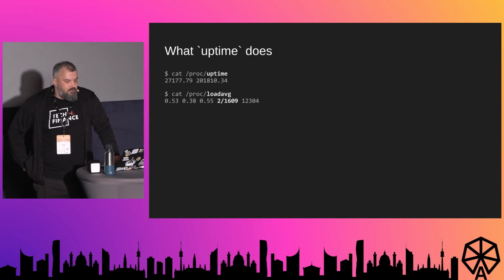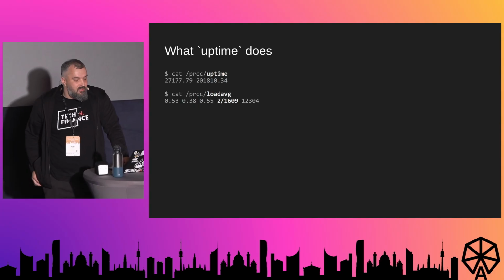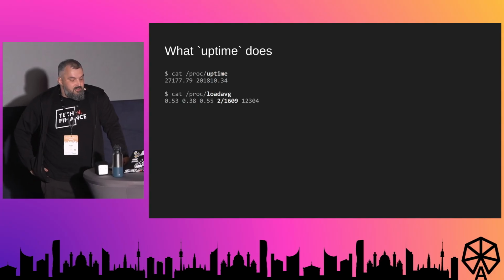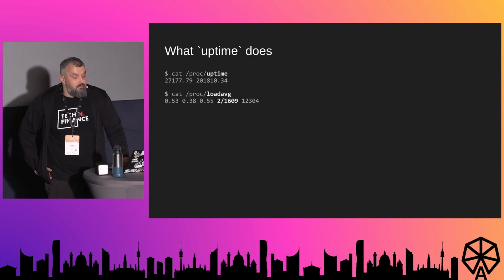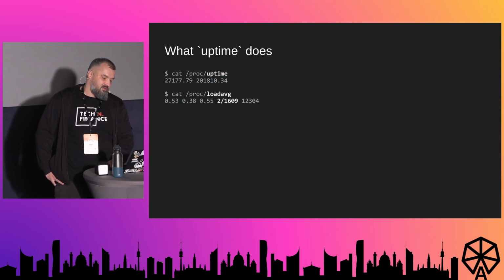I like the 4th number. It shows 2 numbers divided by a slash. The first says how many processes are in a runnable state, so able to run on the CPU, and the second one is the total number of processes in the system, and the last one is the process ID of the last process that was created. So if I were to keep track of this file, I could see which new processes are being spawned by the system. But there are better ways to do it.